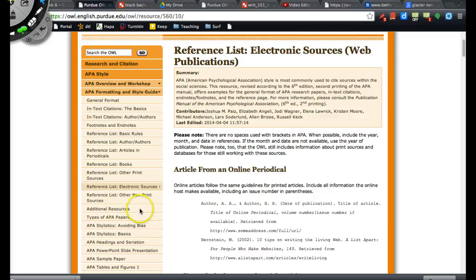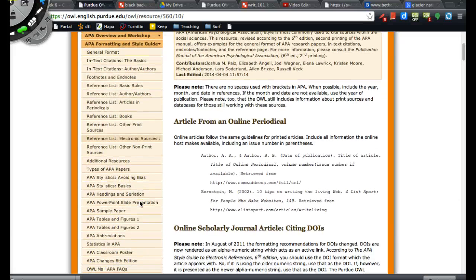All right, so after we get out of the sources, we move into the APA, if you look here. So these are all reference sources, starting from here down to here for the reference page. Good stuff. There's additional sources. There's types of APA papers, APA style guides, basics, headings and seriations, PowerPoint slide presentations. And then here's that sample paper. If you want to include a table or a figure at the end of your paper, this will show you how to do it, how to handle abbreviations in APA, how to use statistics in APA, and then there's some other stuff at the bottom.